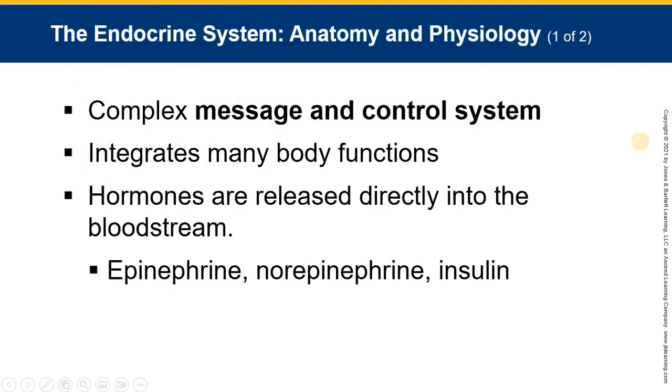Your endocrine system. So these are your hormones. Your hormones are a messenger system, and a control system for your body. So think of your endocrine system as your thermostat. It integrates, it brings together all the different body functions. So your endocrine system interacts between your muscles and your nerves, for instance, between your lungs and your heart, between your kidneys and your lungs.